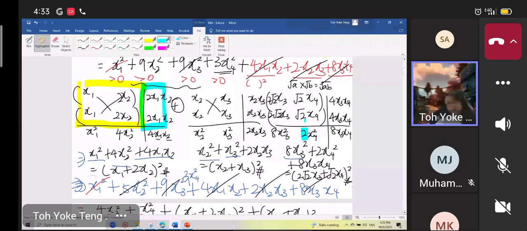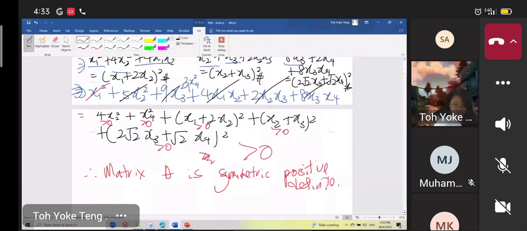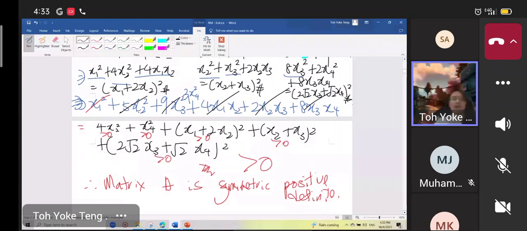The only thing that you have to show is that all the terms in the bracket are squares, in order to prove that it is greater than 0. So that's all for the previous exercise, and then another one.